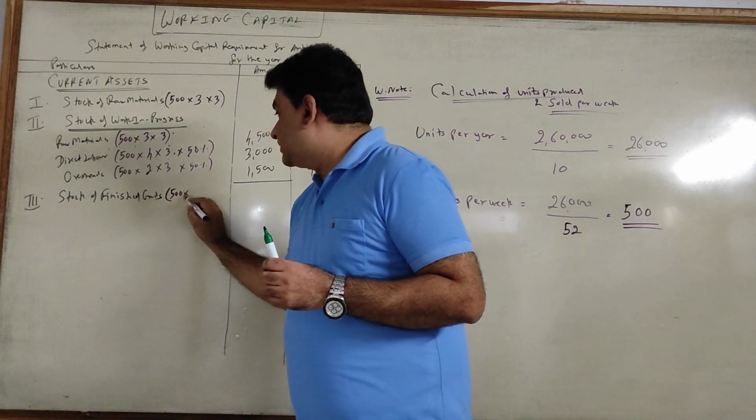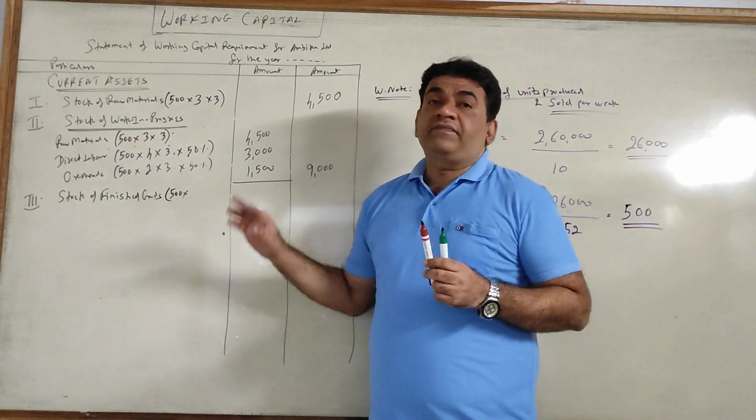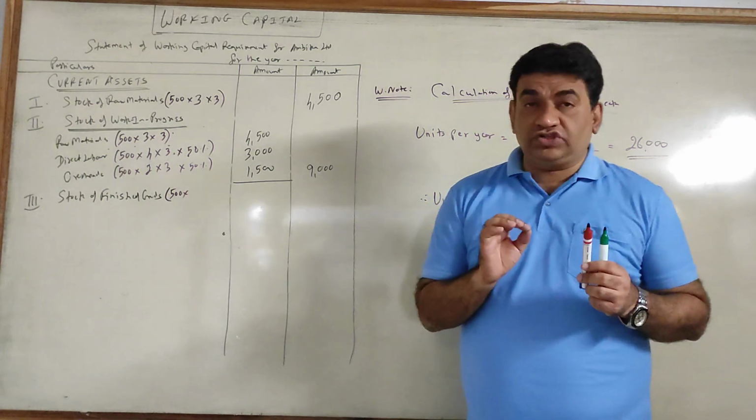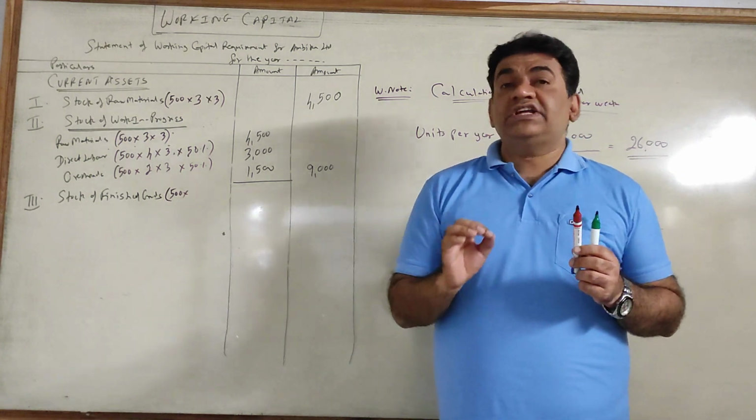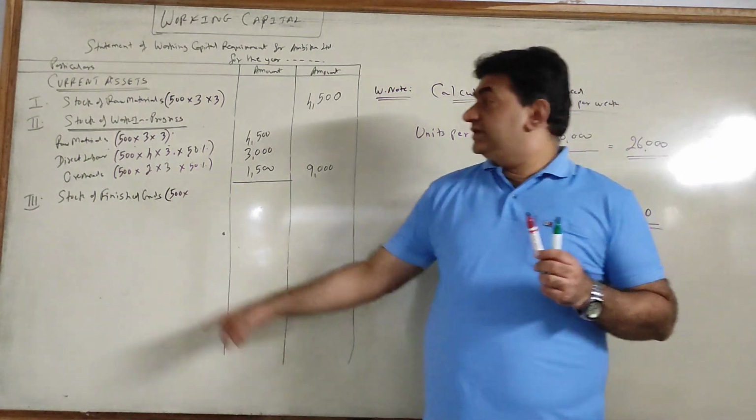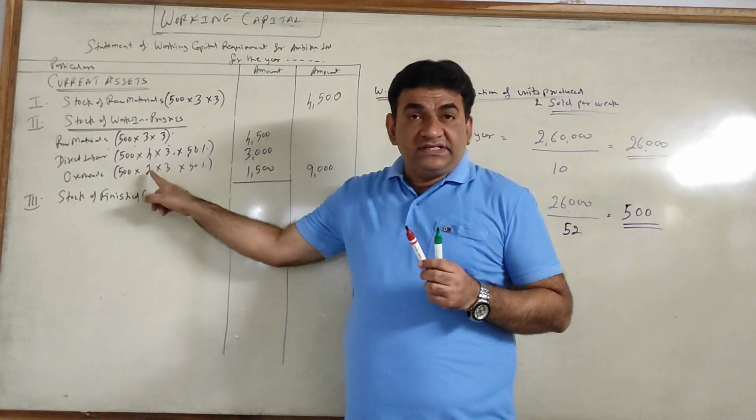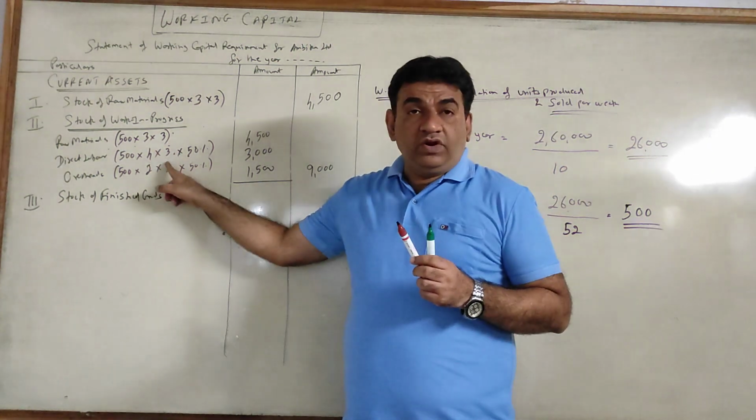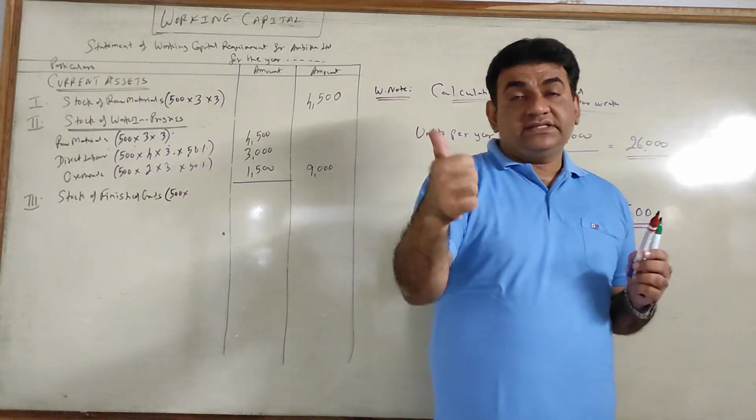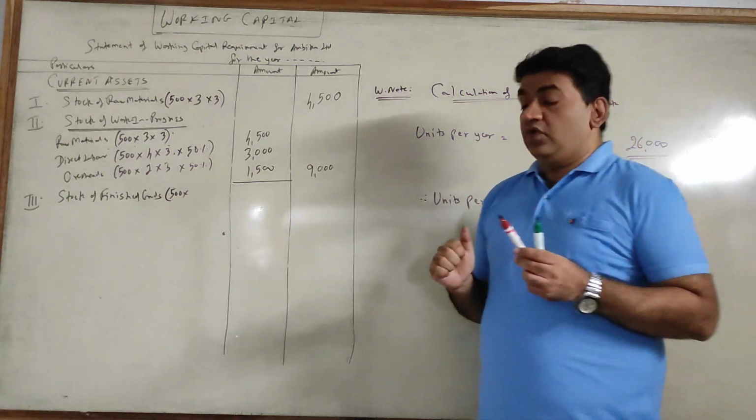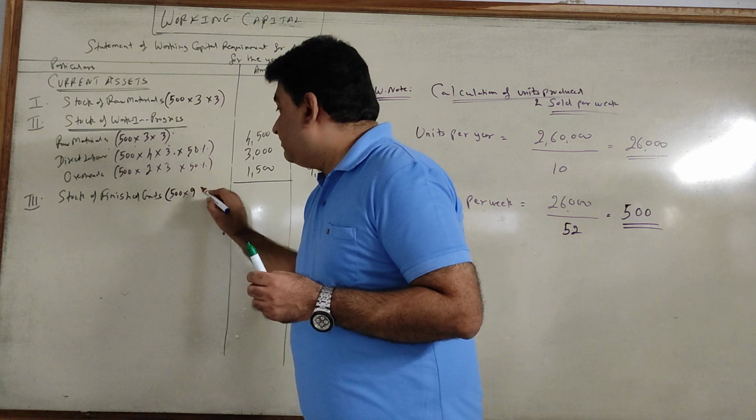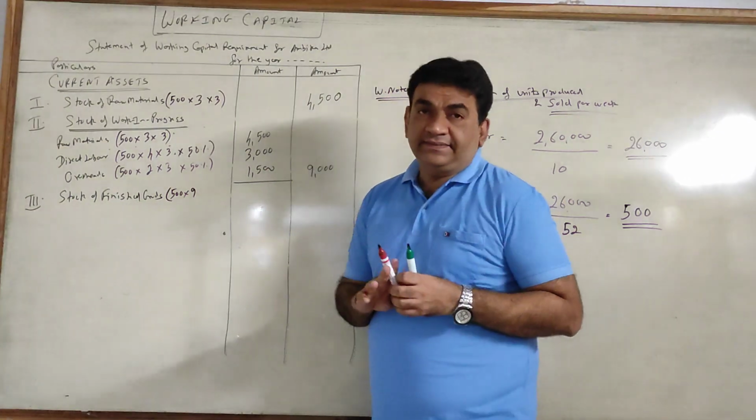500 units. Now listen. When I value finished goods, I will value finished goods at total cost. Total cost in this case means raw material 3 rupees, labor 4, overheads 2. So 3 plus 4, 7, 7 plus 2, 9.